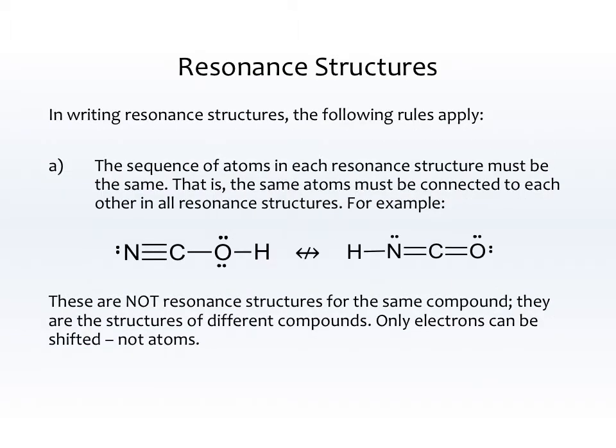In writing resonance structures, the following rules apply. The sequence of the atoms in each resonance structure must be the same. That is, the same atoms must be connected to each other in all resonance structures. So, for example, NCOH does not equal HNCO. They are not resonance structures for the same compound. They are structures of different compounds. Only electrons can be shifted, not atoms. So, this has the order HNCO, so this would have to be HNCO, and it's not.